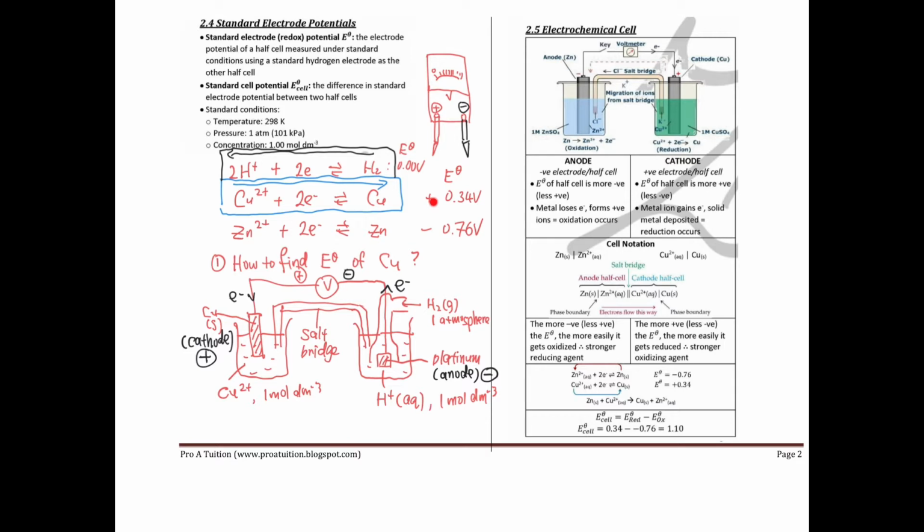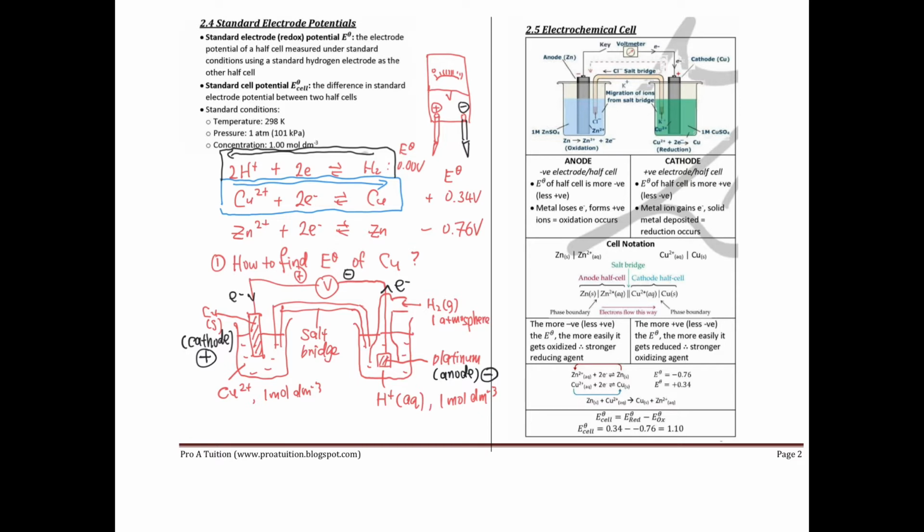When you have positive connected to the copper, then copper has to take positive 0.34 volt. What I mean is you don't care about the standard hydrogen electrode here. If the positive connects to the copper and a reading of 0.34 volt is shown on the voltmeter, then this one is positive 0.34 volt because this connects to positive. Which means if you are using zinc, something like this will happen.